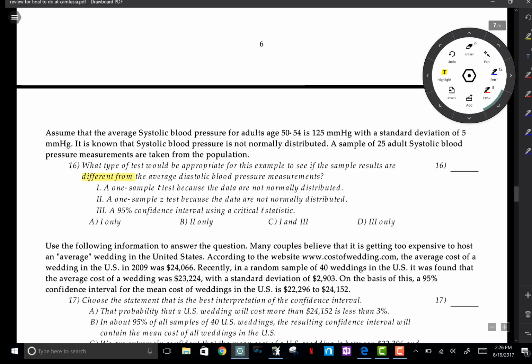The total is 125 with a standard deviation of 5. It is known that the blood pressure is not normally distributed. A sample of 25 adult blood pressure measurements are taken from the population. So in this one, we know the null hypothesis is that mu is equal to 125. The alternative is that mu is not equal to 125.